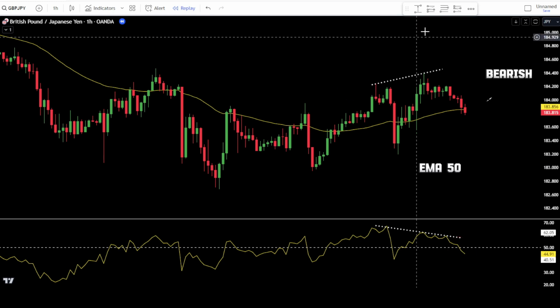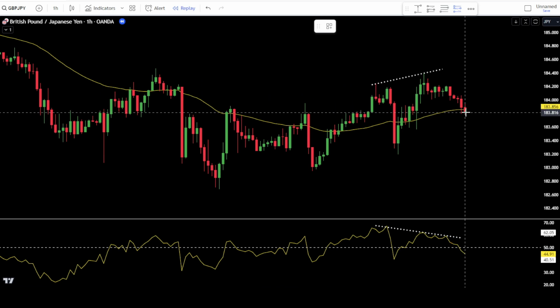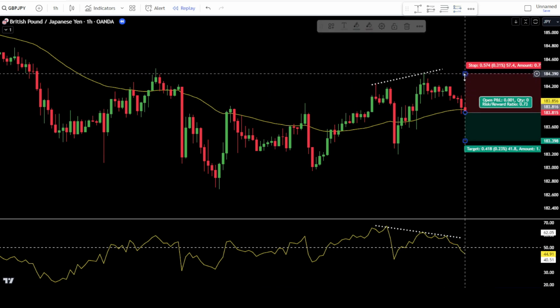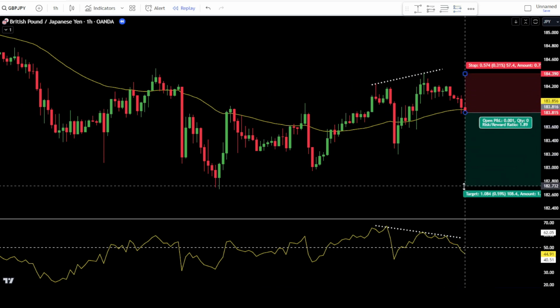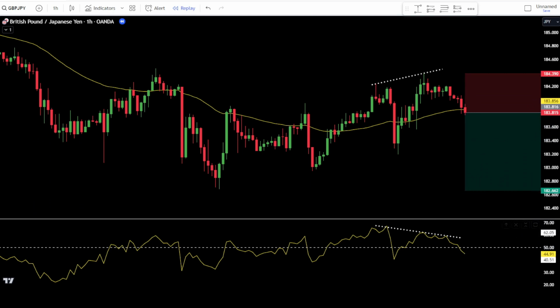6. After all is confirmed, you can enter a sell position after the bearish candlestick has closed. 7. Place a stop loss at the most recent swing high. 8. Use a target take profit with a risk and reward ratio of 1 to 2.